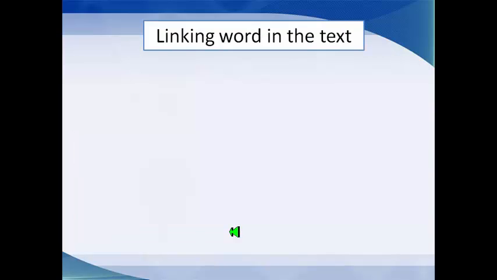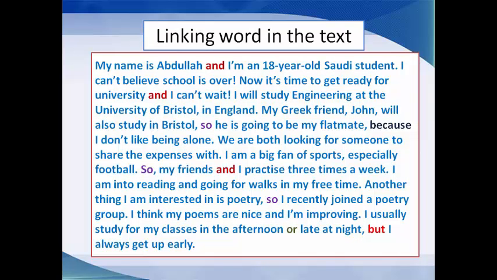Linking words in the text. Let's see the linking words we had in this text. The word and here: my name is Abdullah and I am an 18-year-old Saudi student. Now it's time to get ready for university and I can't wait. The word and, similar ideas. The word so: my Greek friend John will also study in Bristol, so he's going to be my flatmate. So is followed by a result.